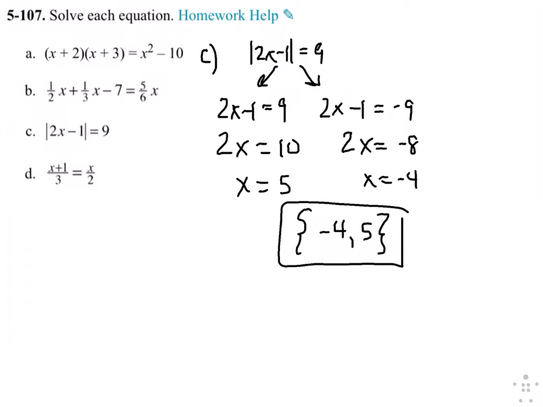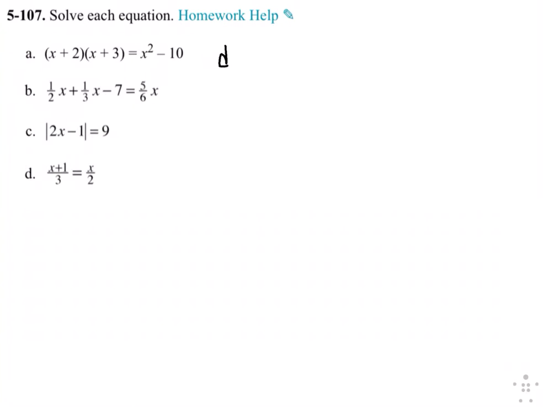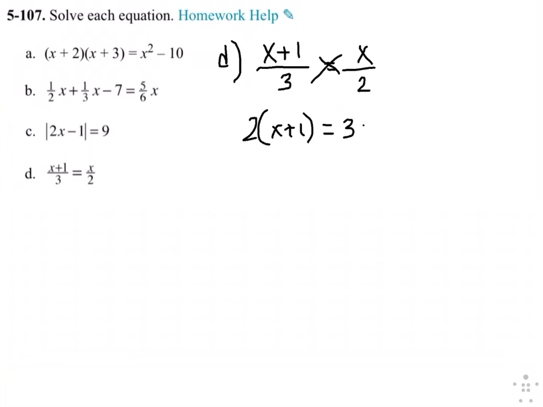And the last one, let's make space. For D, we have x plus 1 over 3 equals x over 2. I think it's easiest to cross multiply. So I get 2 times x plus 1 equals 3 times x. Distribute, 2x plus 2 equals 3x. Subtract 2x from both sides, we get 2 equals 3x minus 2x, which is x, and we're done. x equals 2.